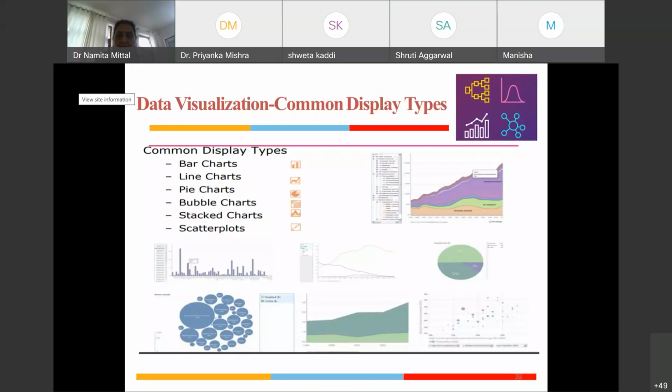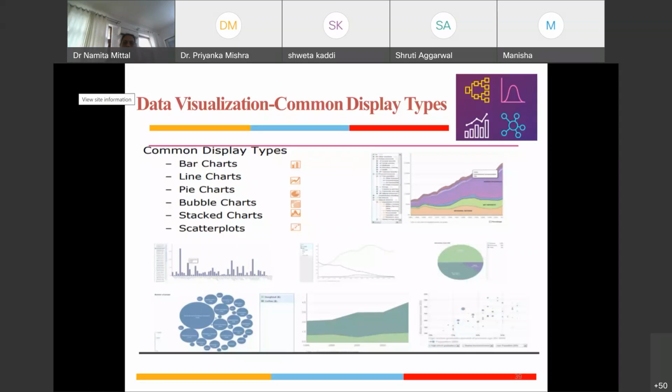So data visualization, common display types. We have got bar charts, line charts, pie charts, bubble charts, stack charts, scatter plot. If anything is to be explained, please let me know. I hope they are understood. So here below, you can see an example of bubble charts. I have taken the same example earlier as well, in terms of shape. According to the shape and size, we can convey the data. We can get the insight of the data.